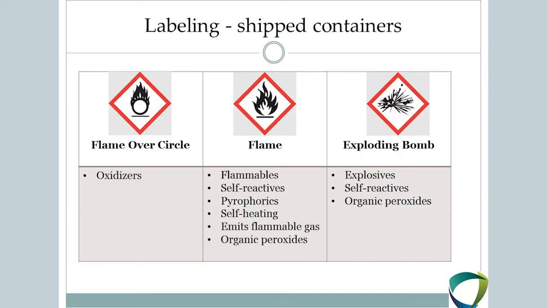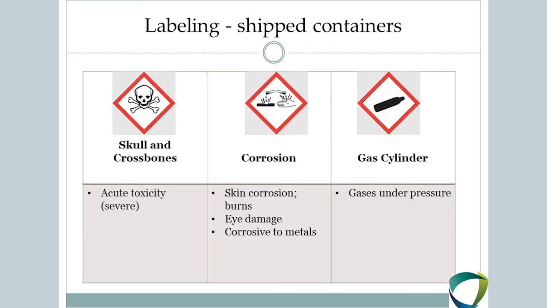The label's pictograms are possibly the most visible aspect of the labeling system. There are 9 pictograms used. Here we see 3 of the 9 and the hazards that they represent. Flame over the circle is used for oxidizers. The flame is used for flammables, self-reactives, self-heating chemicals, and other flammable hazards. The exploding bomb is used for explosives and self-reactives. These 3 pictograms represent chemicals that have toxic, corrosive, or compressed gas hazards.